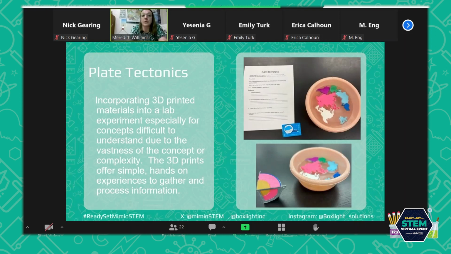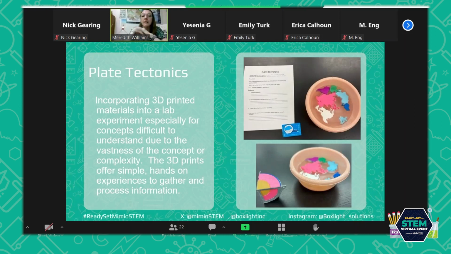And plate tectonics is one of the big ones, just because a lot of students have a difficult time understanding it, because of the vast size of it. It's really hard to comprehend something that you just can't wrap your head around of how big it is. So I love using the plate tectonics.